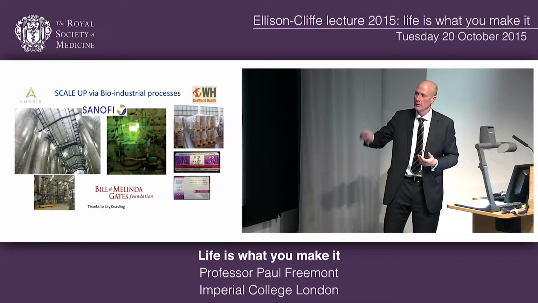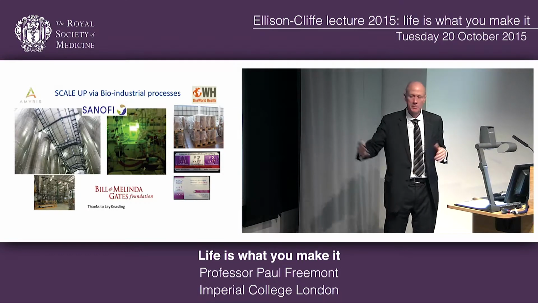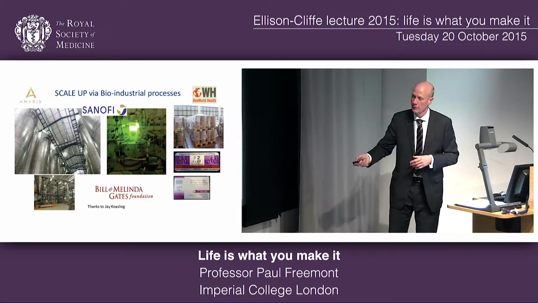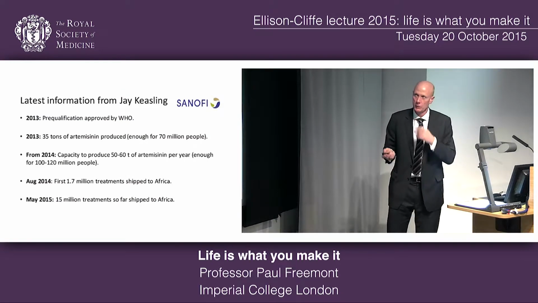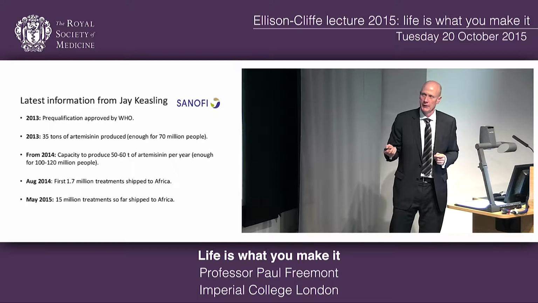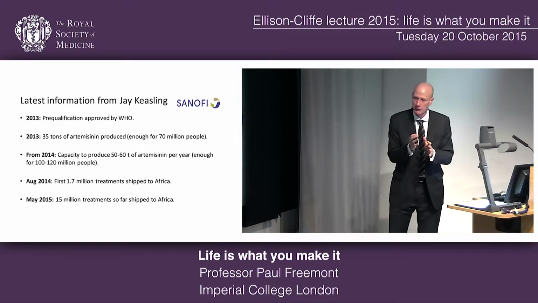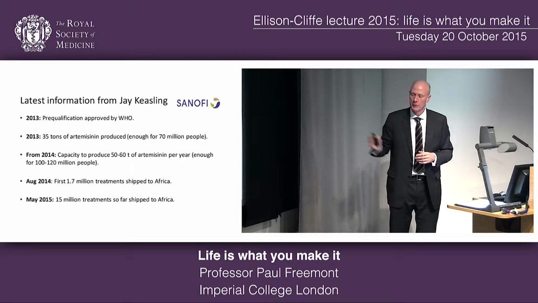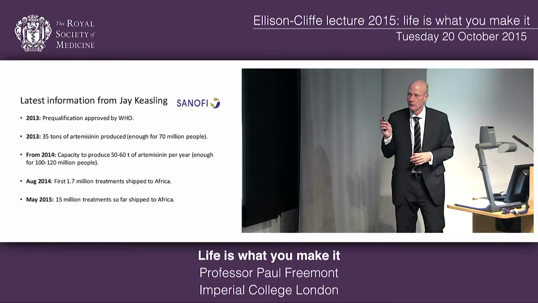A partnership between Amyris, Bill and Melinda Gates, One World Health, and Sanofi have essentially scaled that process up and are now producing Artemisinin tablets. And this is the latest from Jay, who sent me this last week. So they got approval in 2013, 35 tons produced in 2013, 50, 60 tons in 2014, which is enough for 100 to 120 million people. In 2014, they did first 1.7 million treatments, and now May 2015, this year, 15 million treatments so far shipped to Africa from this particular process. It's an incredible achievement, but it did take 10 years to achieve.